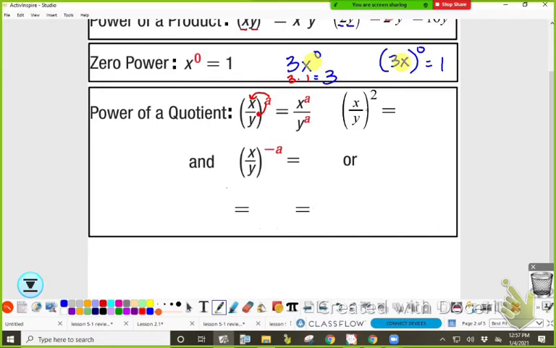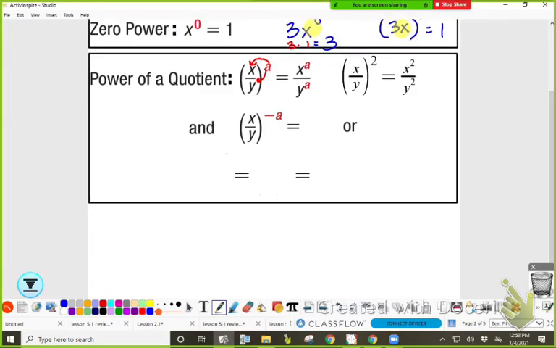So again, you're going to distribute that exponent to everything, so that would be x squared over y squared. Now, if you have a power of a quotient with a negative exponent, the way that the book says to do this, which is not the way that I would do it, but you still get the same answer, they say to flip it, so it becomes y over x, and then change the exponent to a positive. And then you would distribute the exponent using the property right directly above it. So then distribute the a to both the y and the x, and your final answer is y to the a over x to the a.